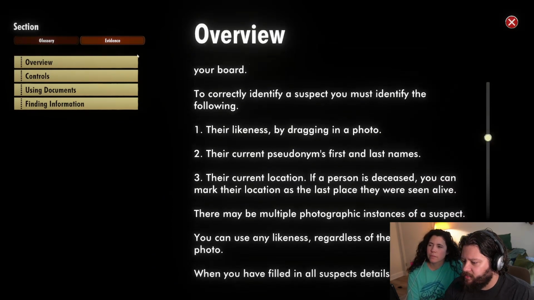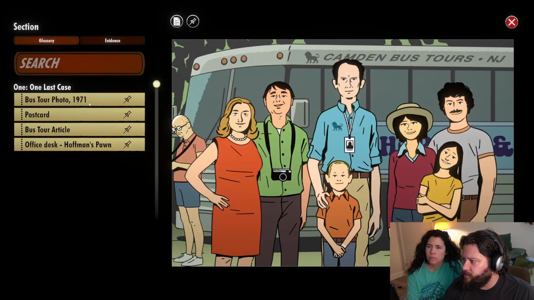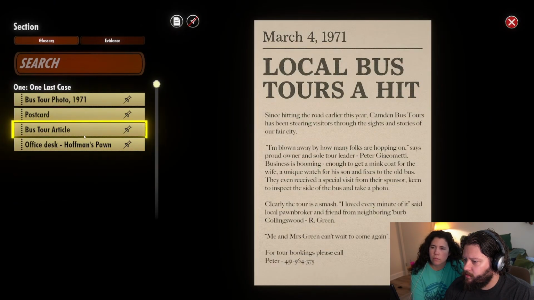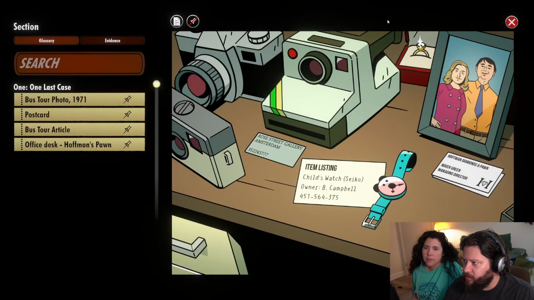This is photos, evidence. Okay. Child's watch, owner B. Campbell. Mm-hmm. Item listing. Okay. Those two are a couple, and they're also in the picture with the bus. Because he stole it. Because he stole their camera.